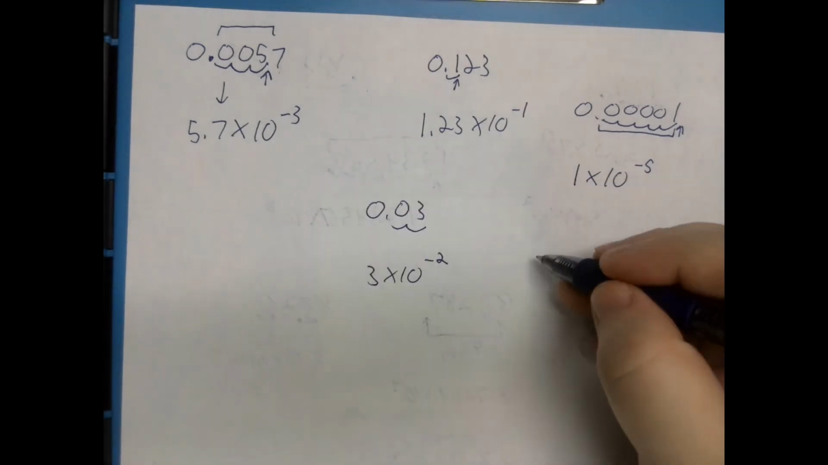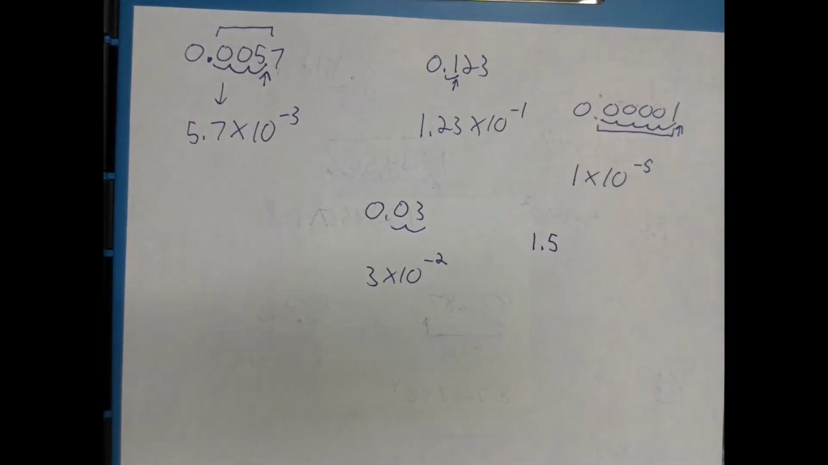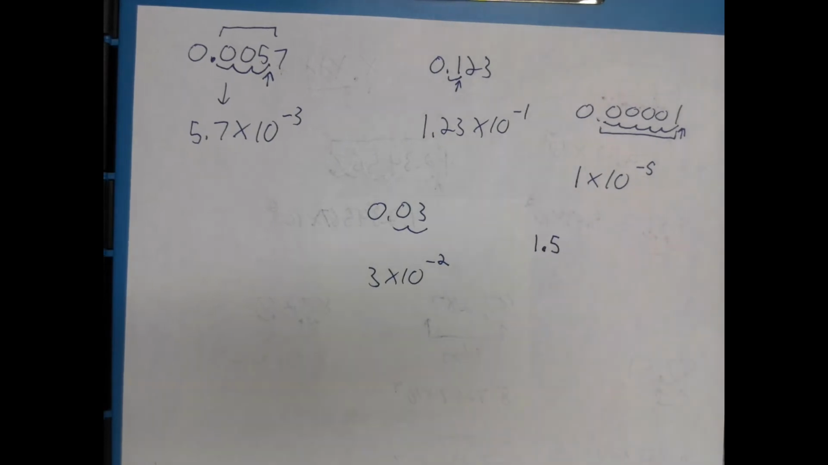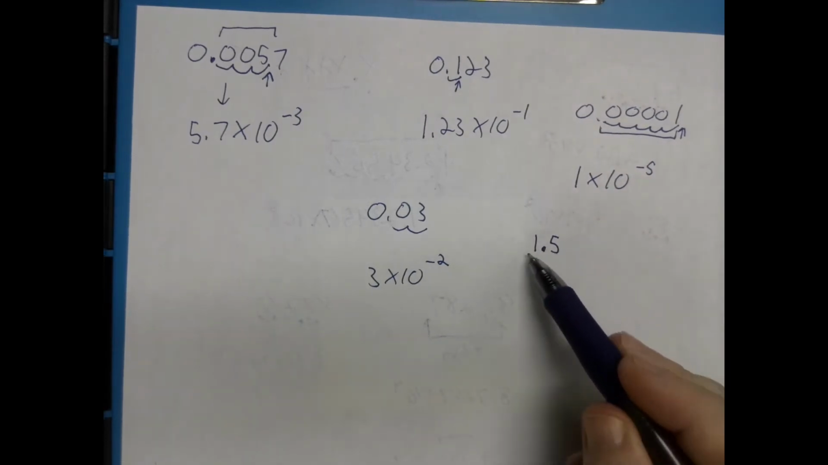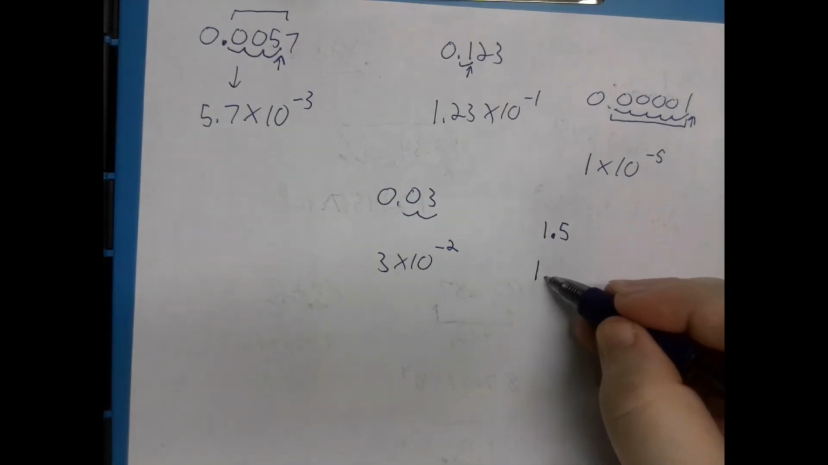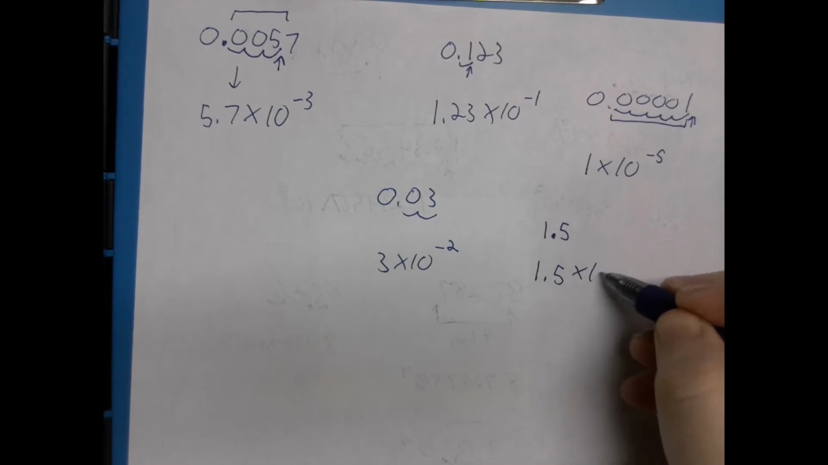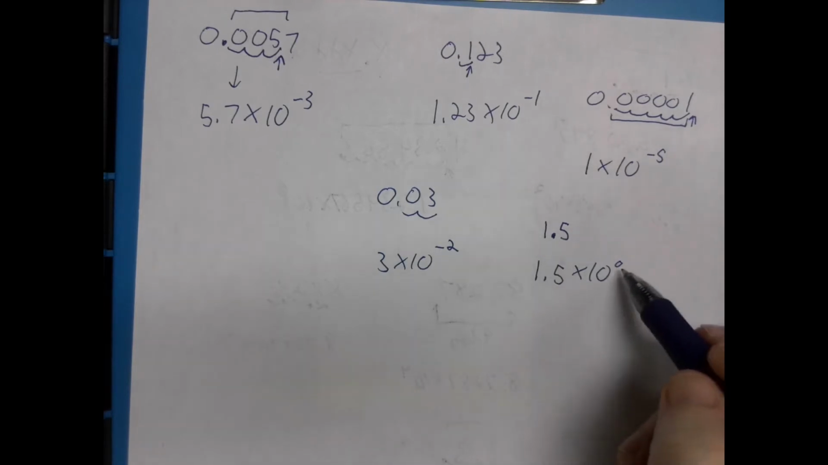If you have 1.5 and you want to convert it into scientific notation, how much do you have to move the decimal point? You don't have to move it at all. So this would be 1.5 times 10 to the 0. You didn't have to move it. 10 to the 0 is just 1.